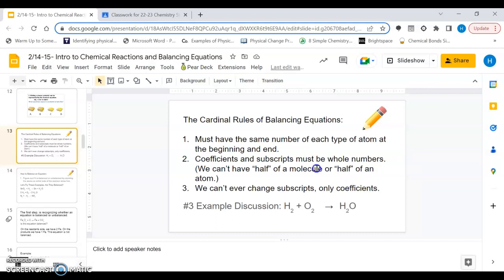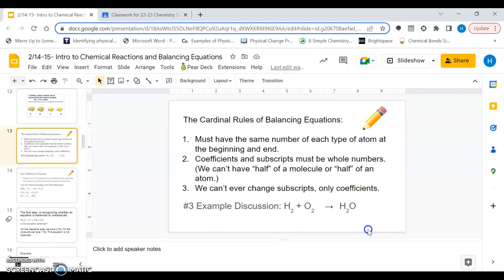Coefficients and subscripts have to be whole numbers. We can't have half a molecule. We can't have half an atom. That would break our reaction. We also cannot change subscripts. We can only change coefficients.